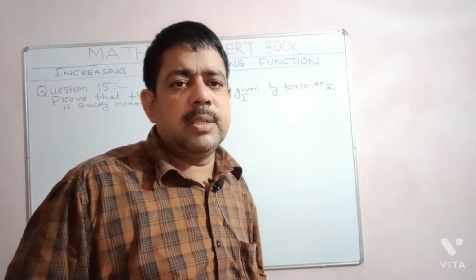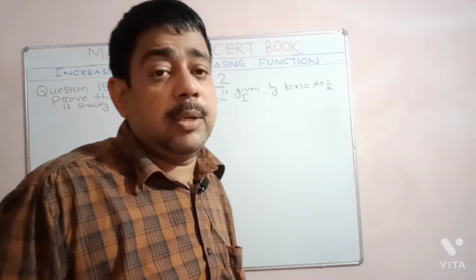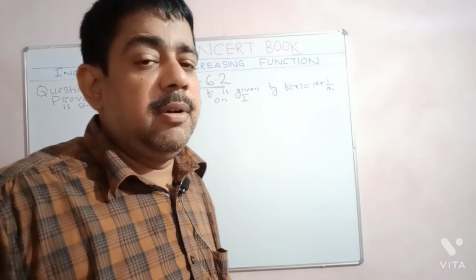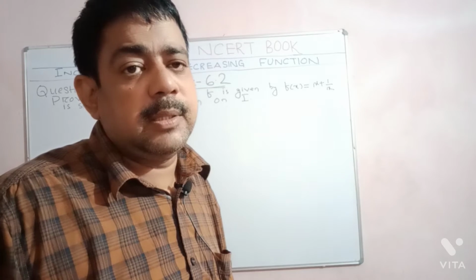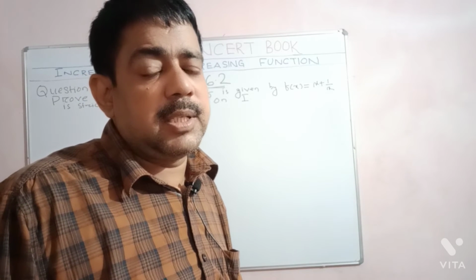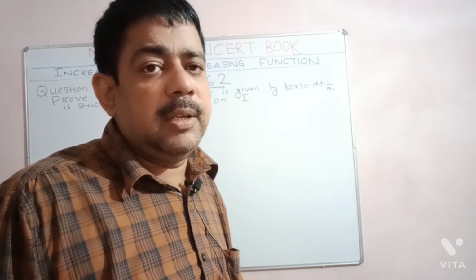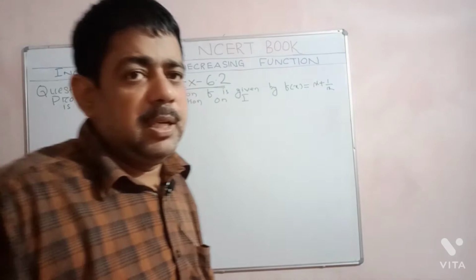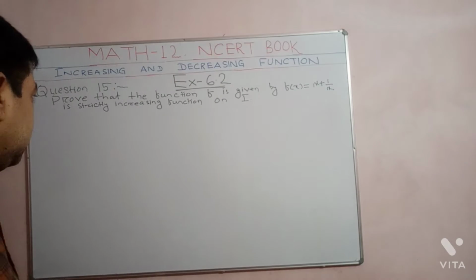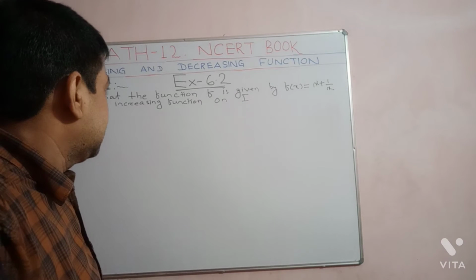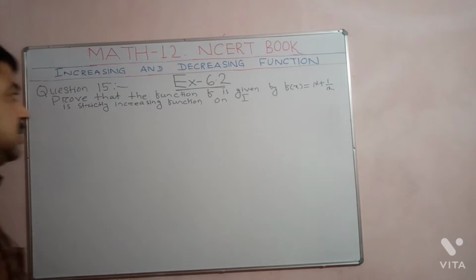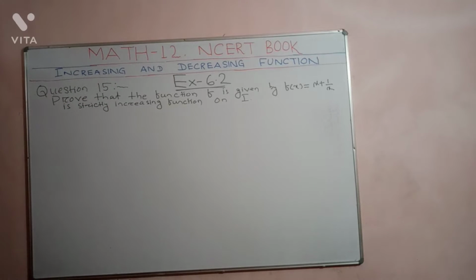Okay, dear students, in this class I am discussing question number 15 of your NCERT book, class 12 mathematics, and we are discussing the concept of increasing and decreasing functions, an application of derivatives. The question is: prove that the function f given by f(x) = x + 1/x is strictly increasing on the set of integers I.